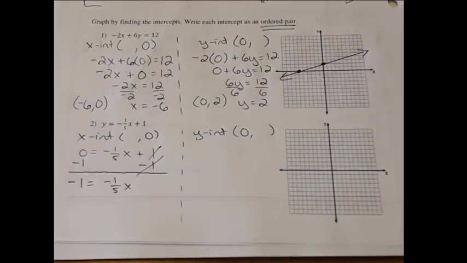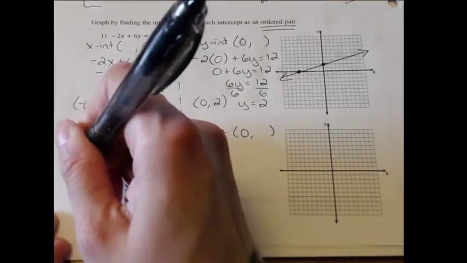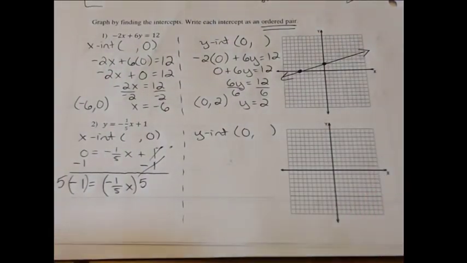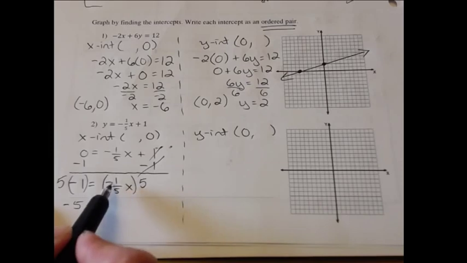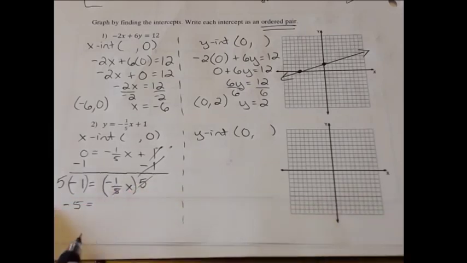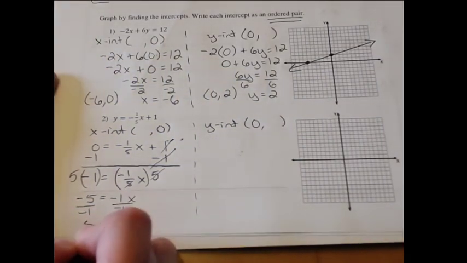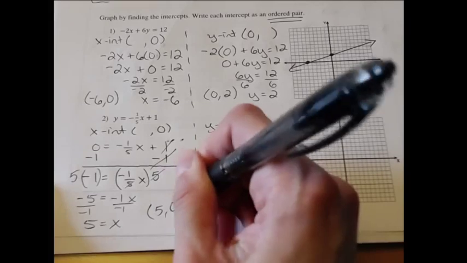We learned that if we wanted to cancel fractions in an equation, we have to multiply every term by the LCD, by the denominator. In this case, I'm going to multiply each term by 5. Okay? Notice that when I multiply each side by 5, 5 times a negative 1 is negative 5. And 5 times a negative 1 over 5 means that these cancel, and it leaves me with negative 1x. And now I'm one step away from having my value. Divide both sides by negative 1, and voila, x is equal to 5. So my x-intercept is 5, 0.